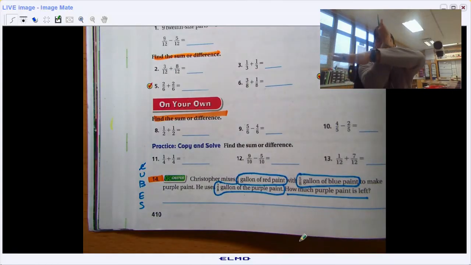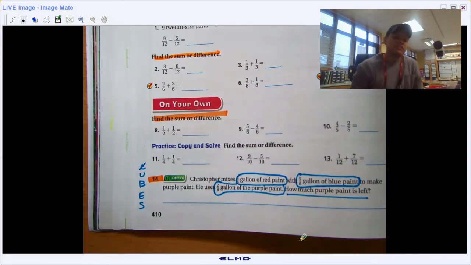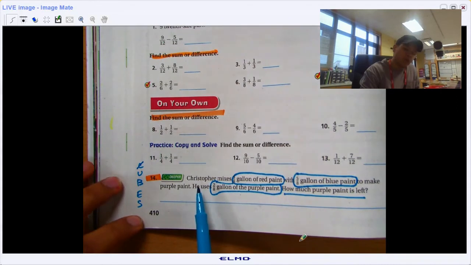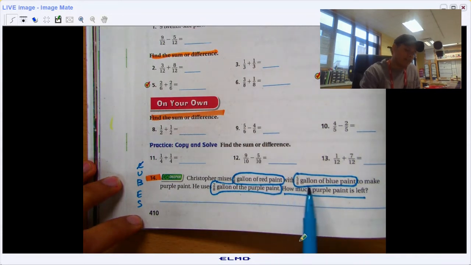Now that we've reviewed how to add and subtract fractions, let's take a look at a word problem on page 410. The question reads, Christopher mixes 3/8 gallon of red paint with 5/8 gallon of blue paint to make purple paint. He uses 2/8 gallon of the purple paint. How much purple paint is left?